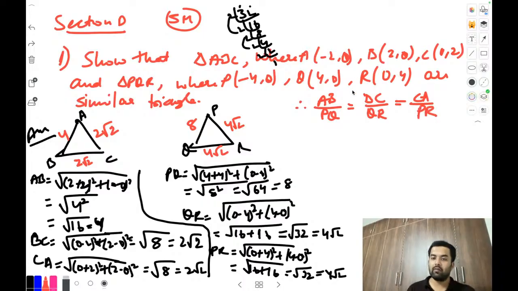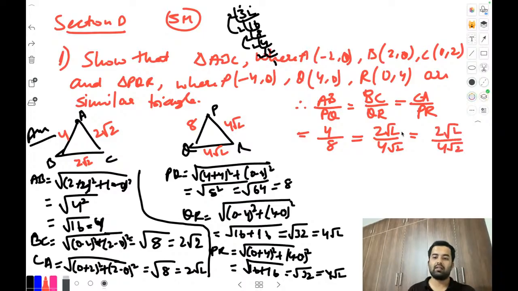If all the ratios are equal, it is a similar triangle. Okay, now keep the values here. AB value we have 4, divided by PQ value we have 8. Same way, BC becomes 2 root 2, divided by 4 root 2. Last one, 2 root 2 again, divided by 4 root 2.